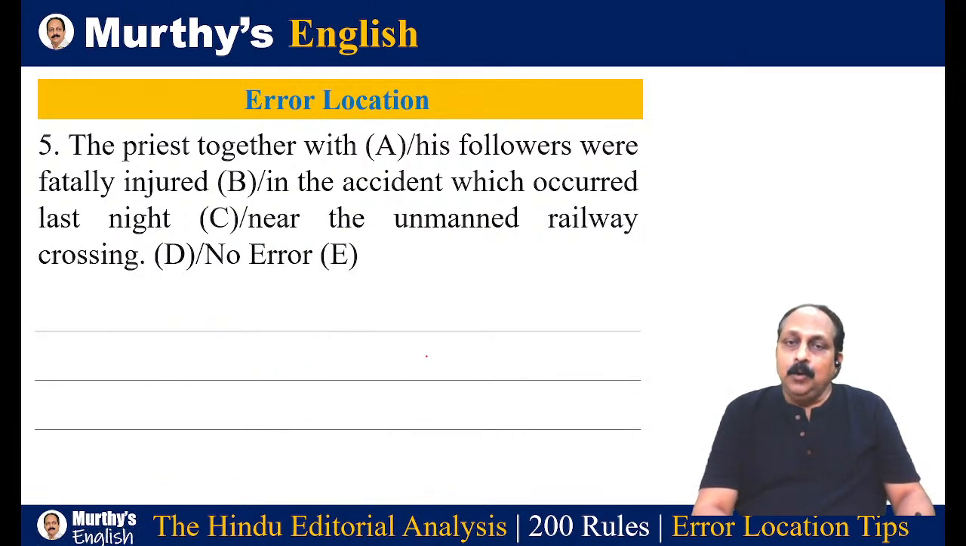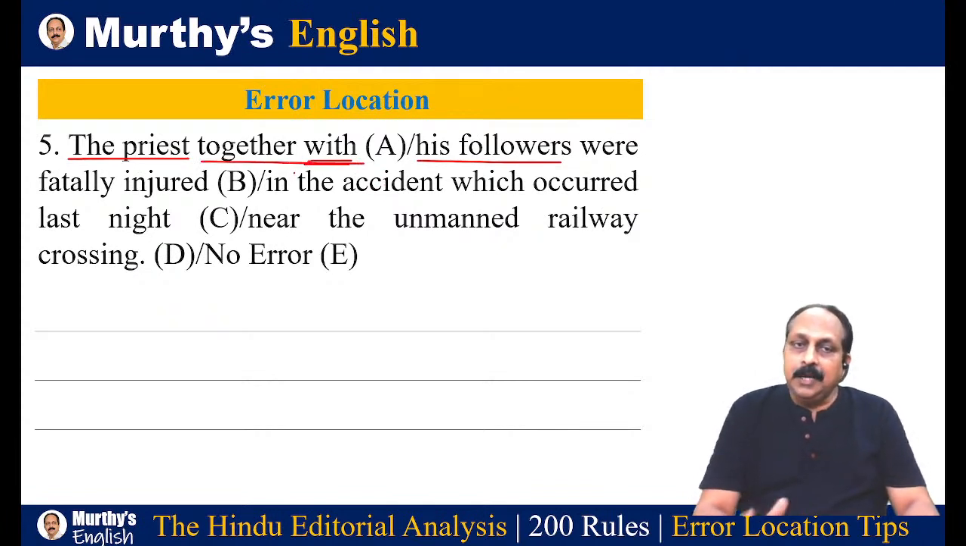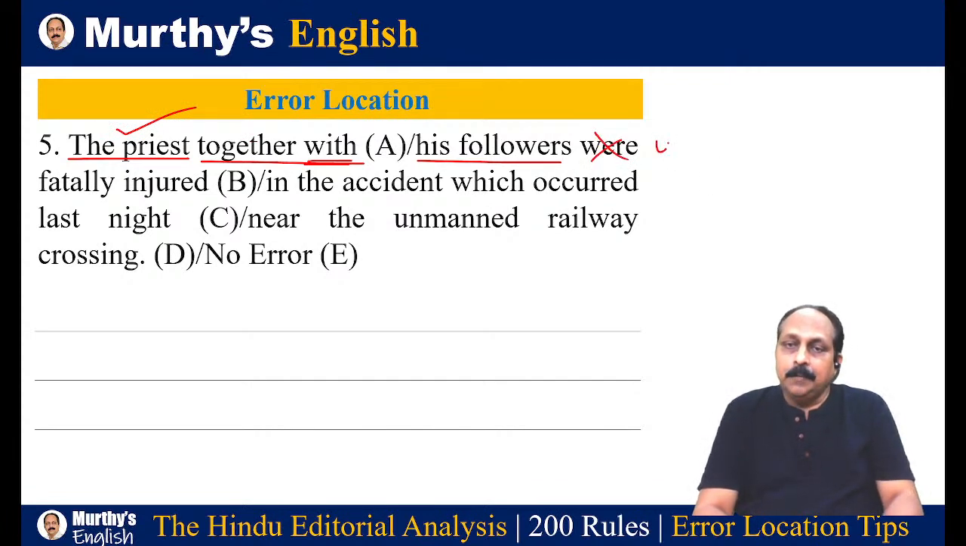The priest, together with his followers, were fatally injured in the accident which occurred last night near the unmanned railway crossing. Here we have two subjects: the priest, subject one, his followers, subject two. And we have together with. We use expressions like with, together with, along with, as well as, like, unlike. In all these, the verb agrees with the first subject. What is the first subject here? The priest. Then you cannot say were, you have to say was. That's right.